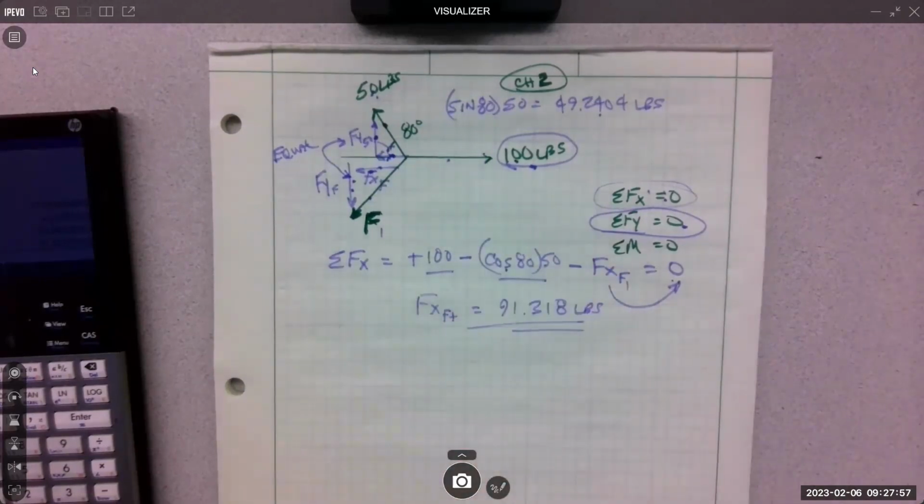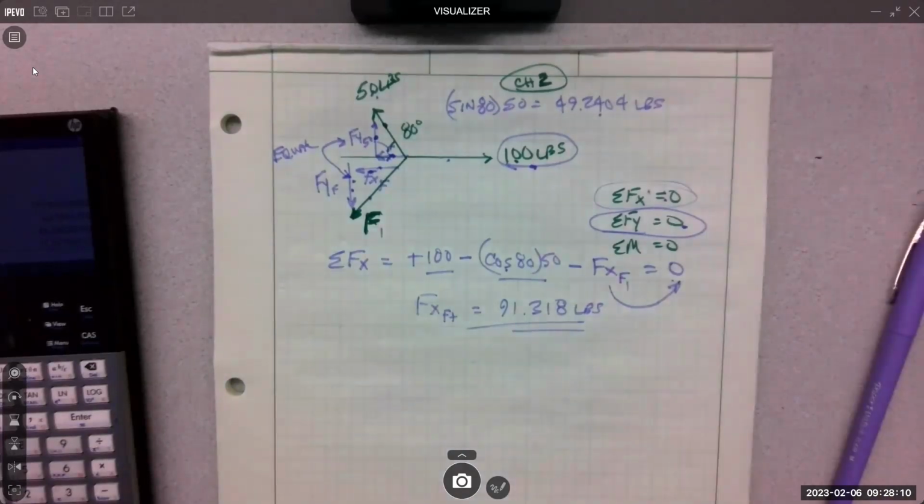That's chapter 4. Chapter 4 says, hey, there's no resultant. We can't have a resultant. We have to figure out what is going on to put it in equilibrium. Once you have the two components of F, then you can get F.